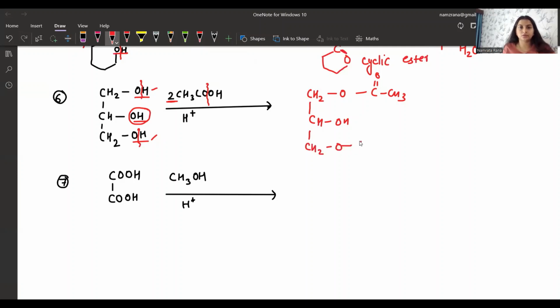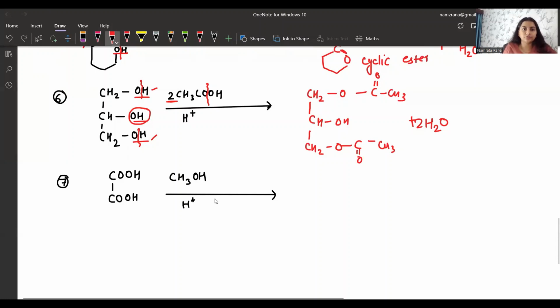Again, to this O you need to add this acidic part, which is this. And 2 molecules of water are released. I hope this is correct. You're getting it? Correct? Now, see, next question.